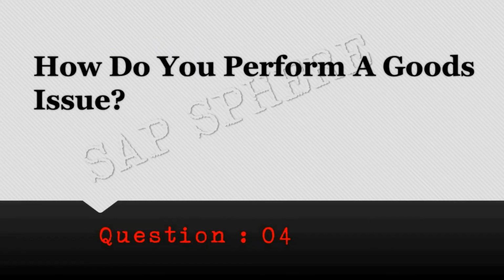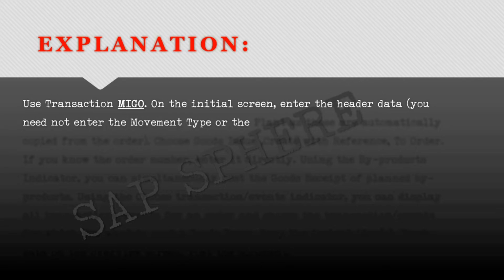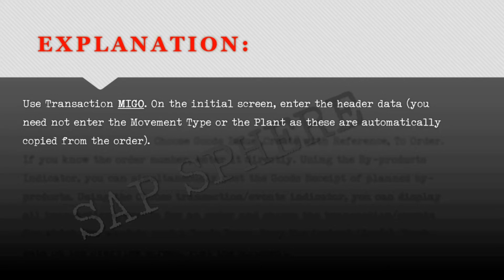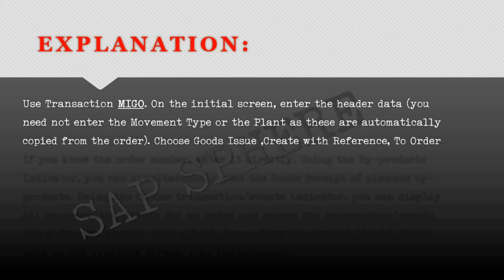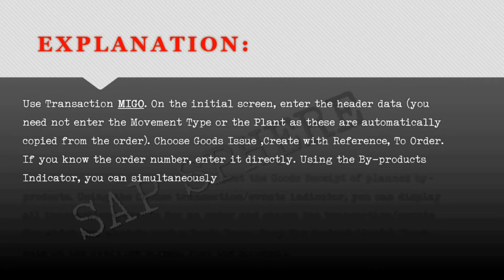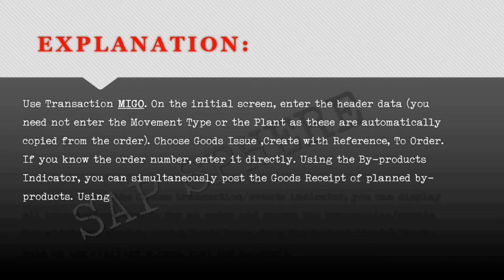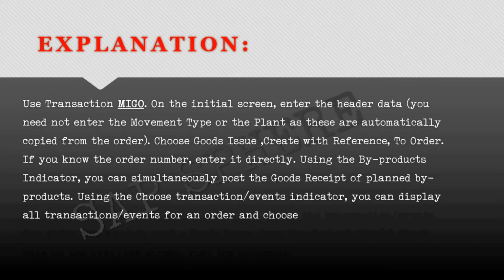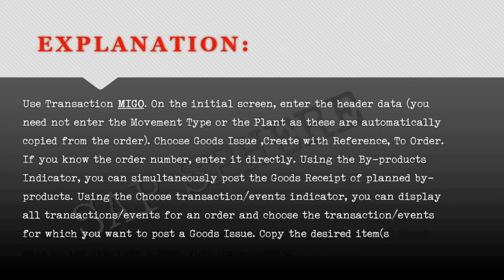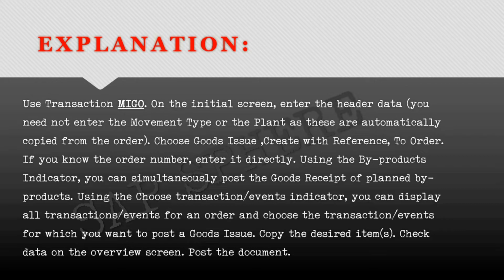How do you perform a goods issue? Use transaction MIGO. On the initial screen, enter the header data. You need not enter the movement type or the plant as these are automatically copied from the order. Choose goods issue, create with reference to order. If you know the order number, enter it directly. Using the byproducts indicator, you can simultaneously post the goods receipt of plant byproducts. Using the Choose Transaction Events indicator, you can display all transactions or events for an order and choose the transaction events for which you want to post a goods issue. Copy the desired items, check the data on the overview screen, and post the document.